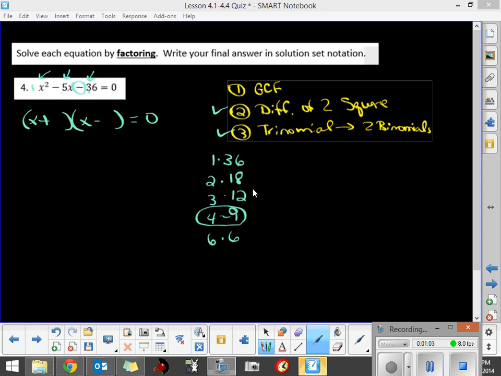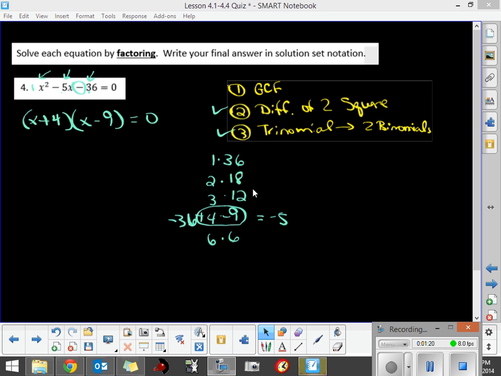So if I make this a negative 9 and a positive 4, I'd end up adding and getting a negative 5, but yet when I multiply them, I still get a negative 36. So these are the factors that I need to use. I'm going to use a negative 9 and a positive 4, and that gives me the correct factorization.